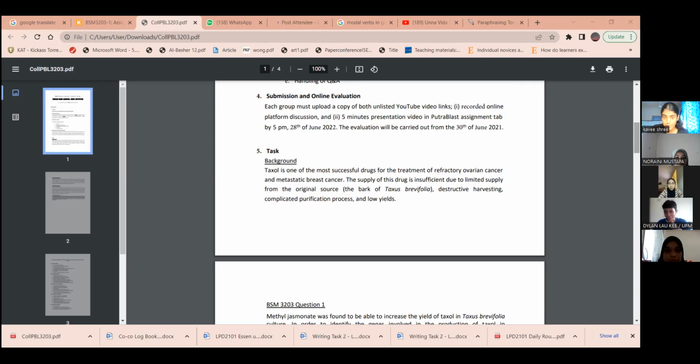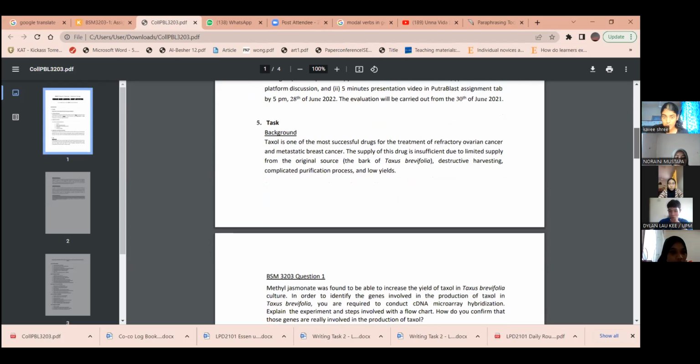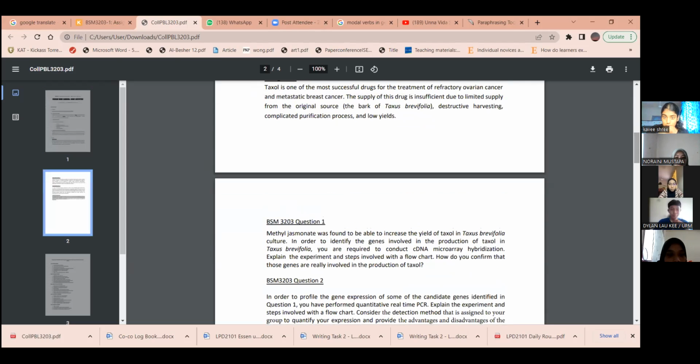Okay, thank you, Farisha. Can you continue with question number 1? Okay, sure. Based on question number 1, methyl jasmonate was found to be able to increase the yield of Taxol in Taxus brevifolia culture. In order to identify the gene involved in the production of Taxol in Taxus brevifolia, we are required to conduct cDNA microarray hybridization and explain the experiment and steps involved with a flowchart. And how do we confirm that these genes are really involved in the production of Taxol?